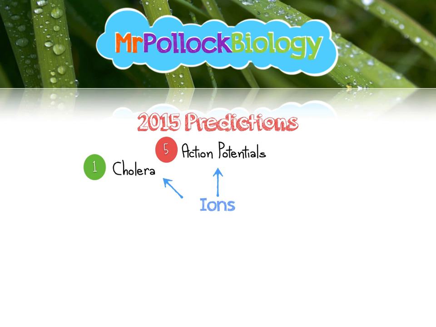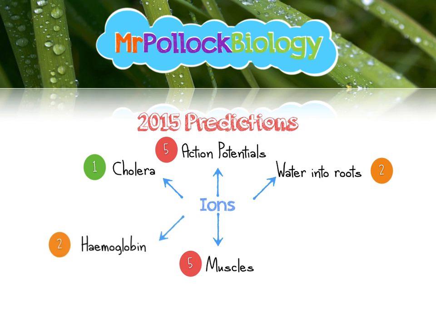We've got cholera from Unit 1, so you could talk about chloride ion movement and how that causes the symptoms associated with infection by cholera. You could also talk about oral rehydration therapies and how they require sodium and potassium ions for a variety of purposes. From Unit 2, we're thinking active transport of ions causes water movement into the roots, manipulating water potential. Unit 5, the role of calcium ions in generating muscular contraction.